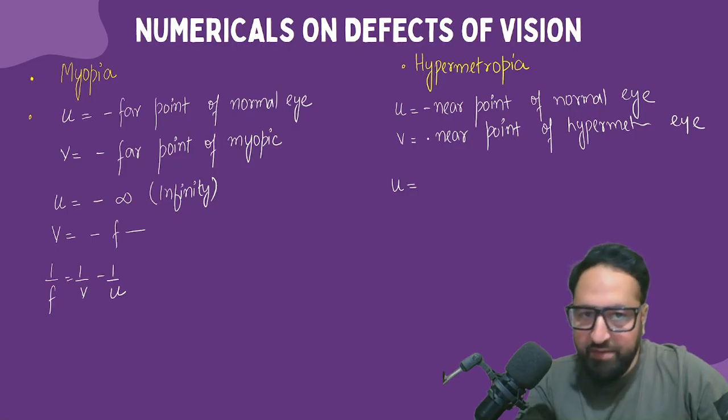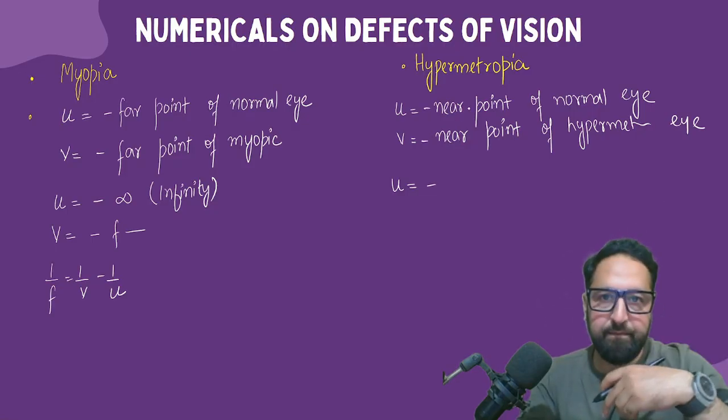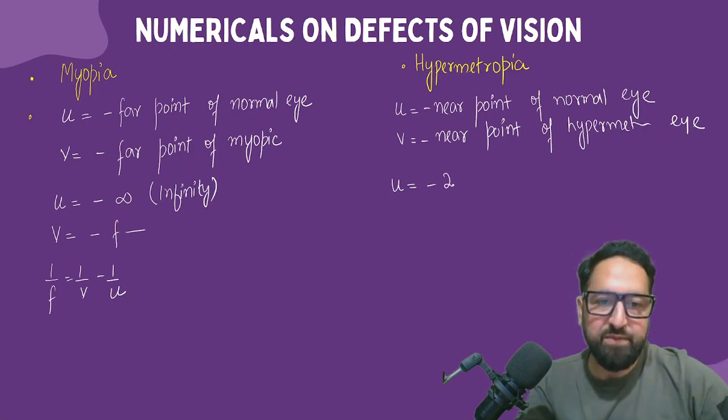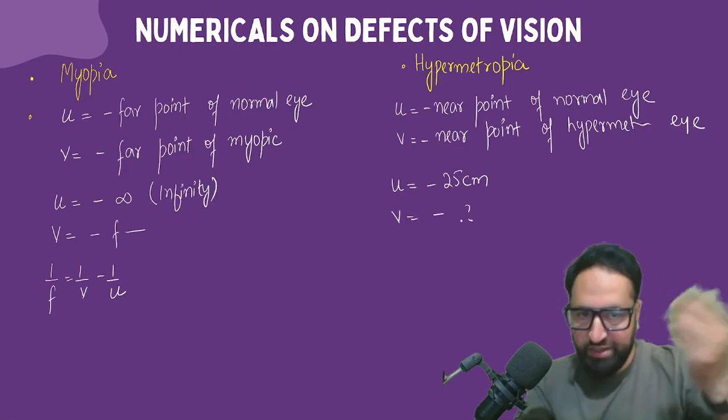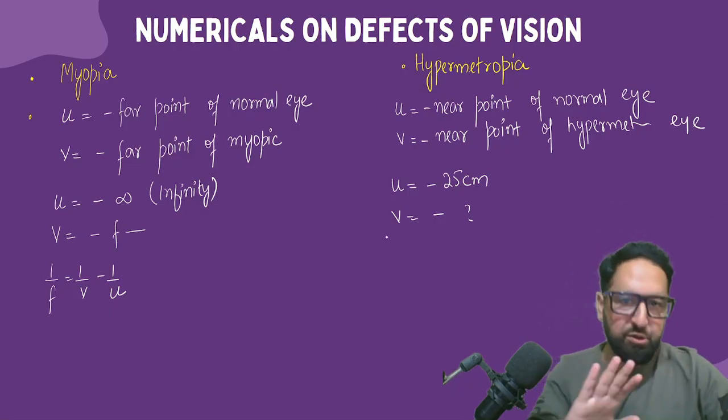And both of these will be in minus. So minus, what is the near point of the normal eye? Okay, the least distance at which a person can see. It's 25 centimeters. So you will write it as minus 25. And V will be minus, it will be given in the question itself. Alright. So by that, U and V, you can calculate F.